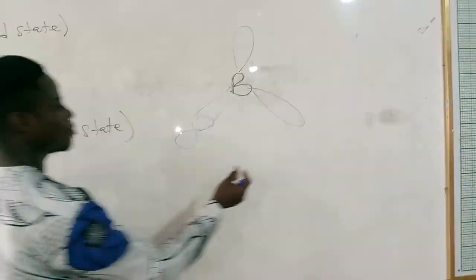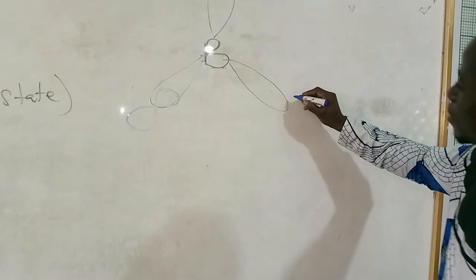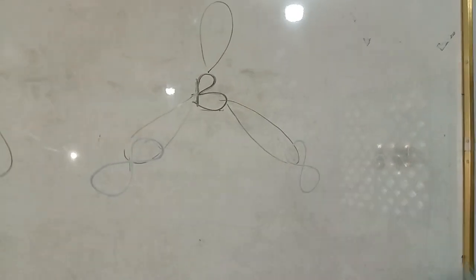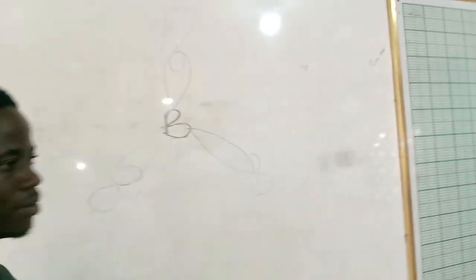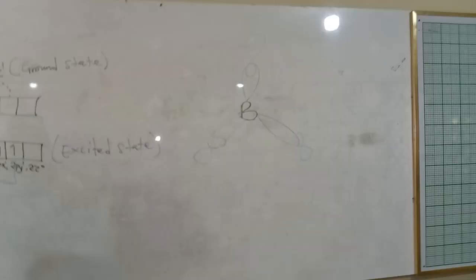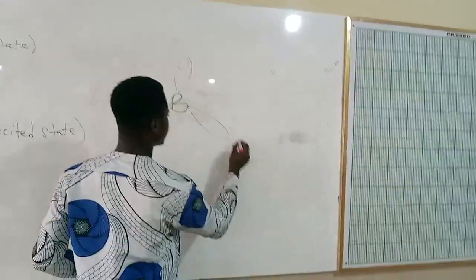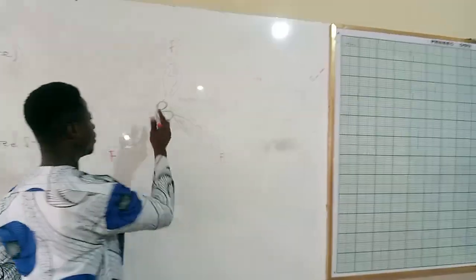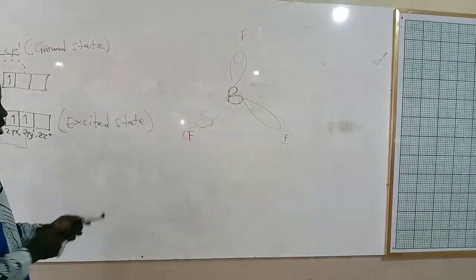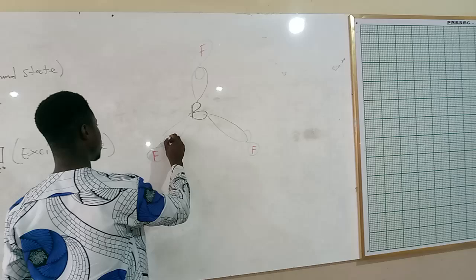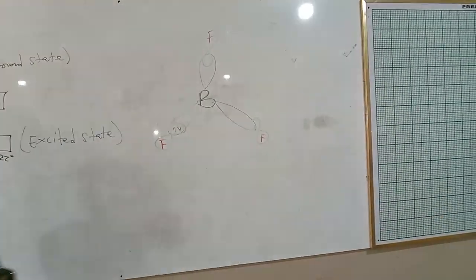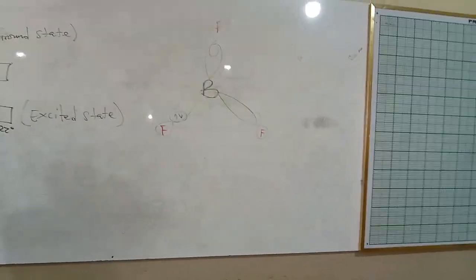This is the P, this is 1. This is another one. This is the third one. So what you are seeing in there, these are the fluorines. This is fluorine, this is fluorine, this is fluorine. So what will happen here is, boron will donate one, fluorine will also donate one. They share to form a covalent bond here. So that is how the sharing is done.